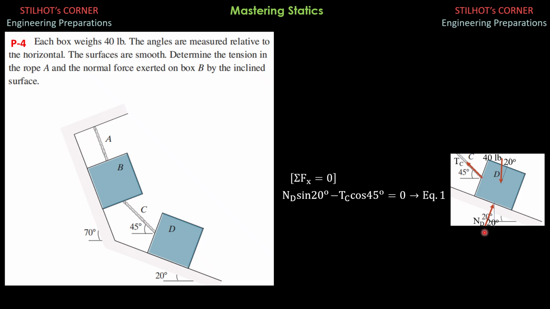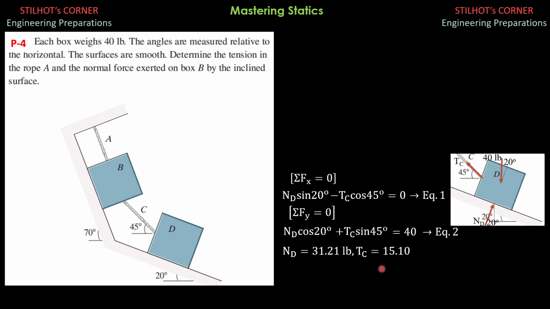The vertical component of ND is positive, upward, so ND cosine of 20 degrees. T sub C is also positive, so plus T sub C sine of 45 degrees, then equals 40, and call that equation 2. Solving these two equations simultaneously, we get ND equals 31.21 pounds and T sub C 15.10 pounds.